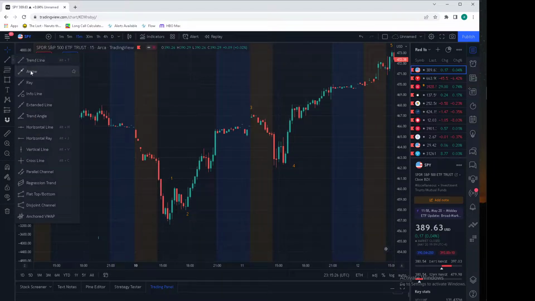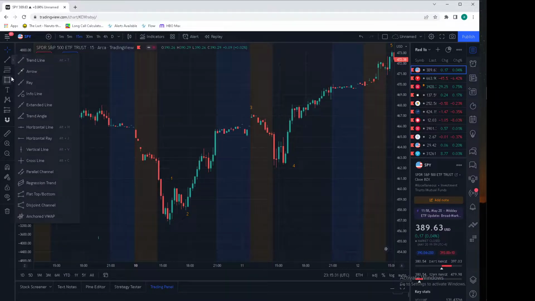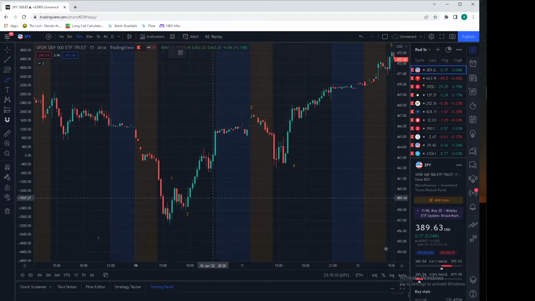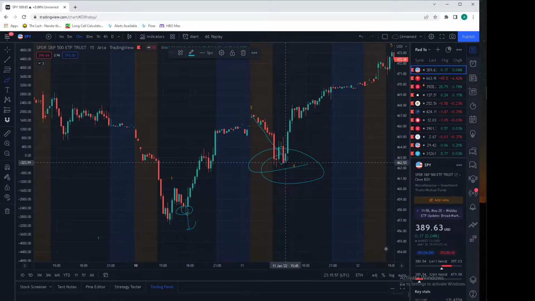Hold on, let me find it. I want to draw. So wave 2 cannot fall below the low of wave 1, right? So if wave 2 falls below this, then you don't have a 1 through 5 impulse wave. Same thing for 4, right? Wave 4 cannot fall below the high that wave 1 created.